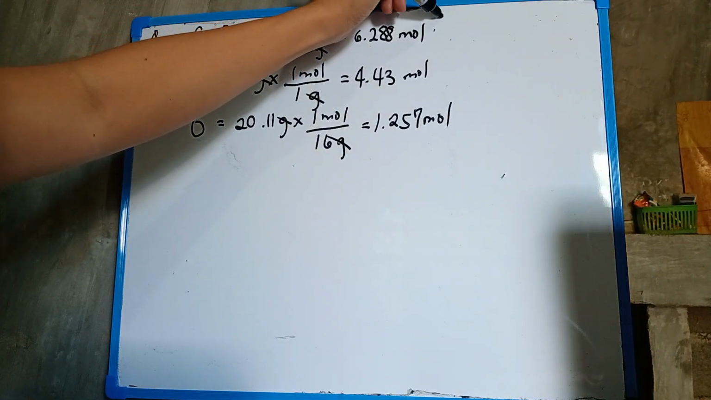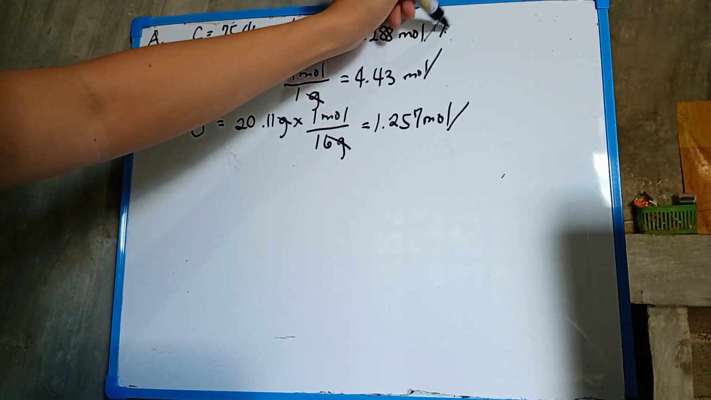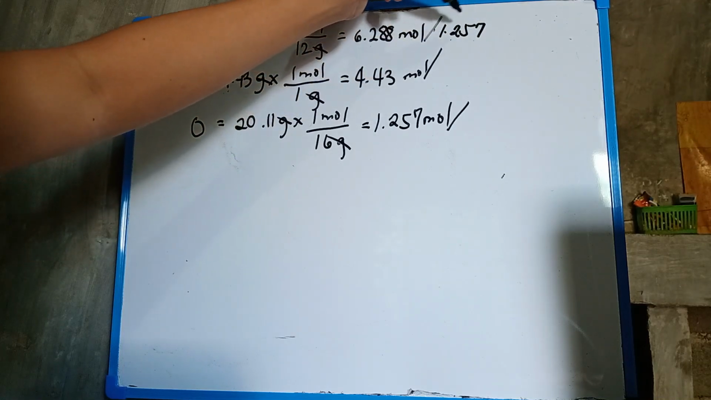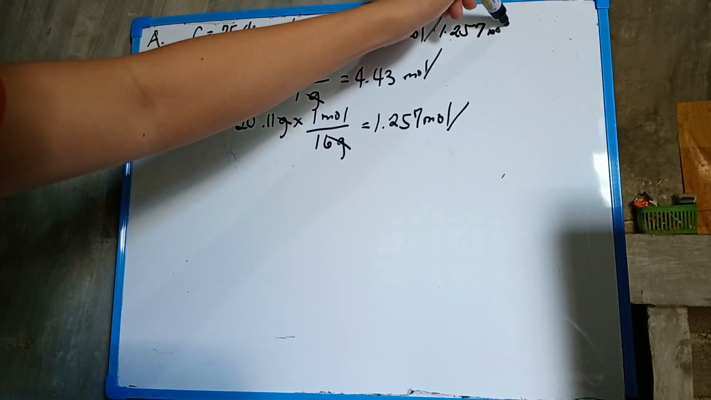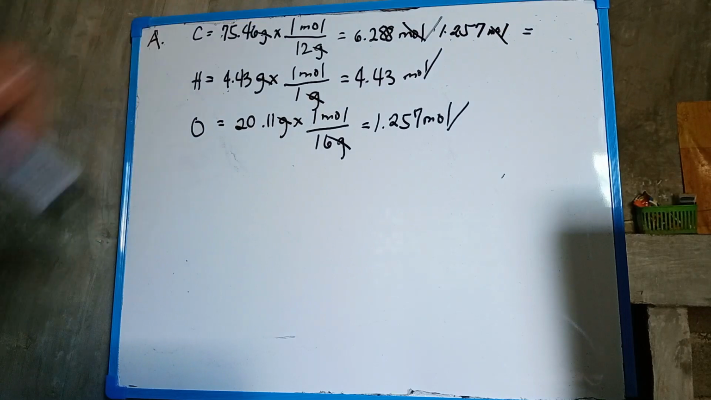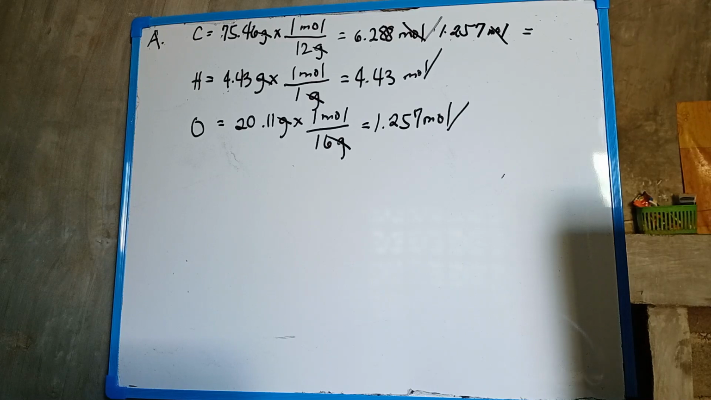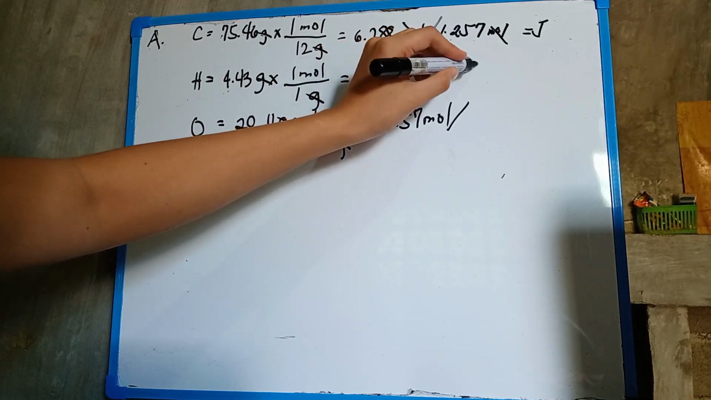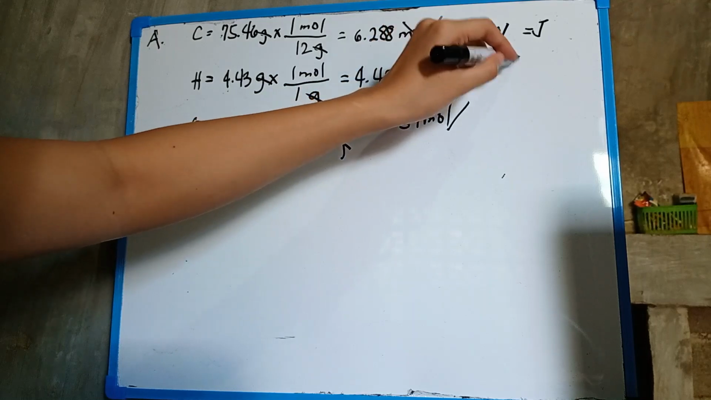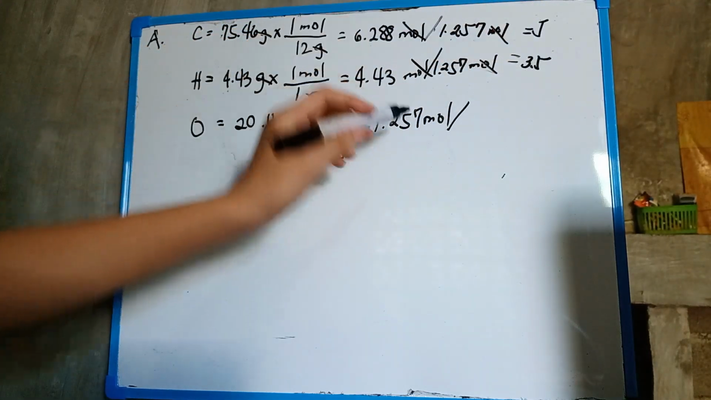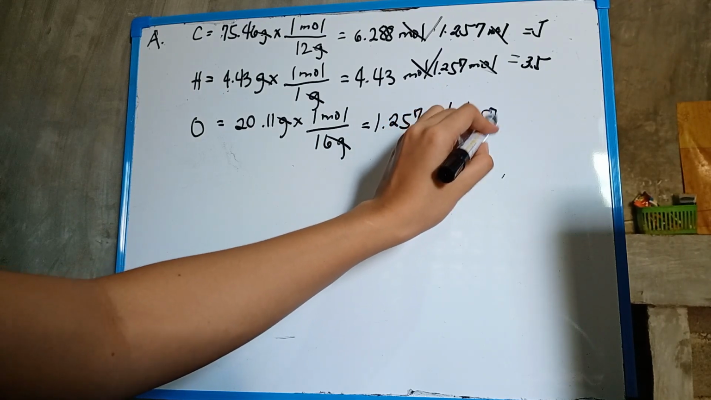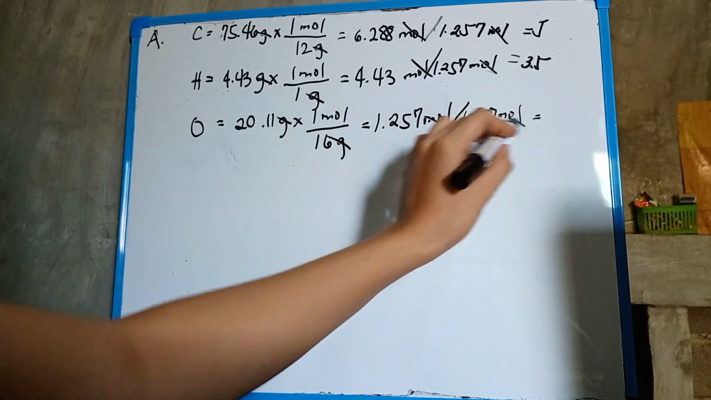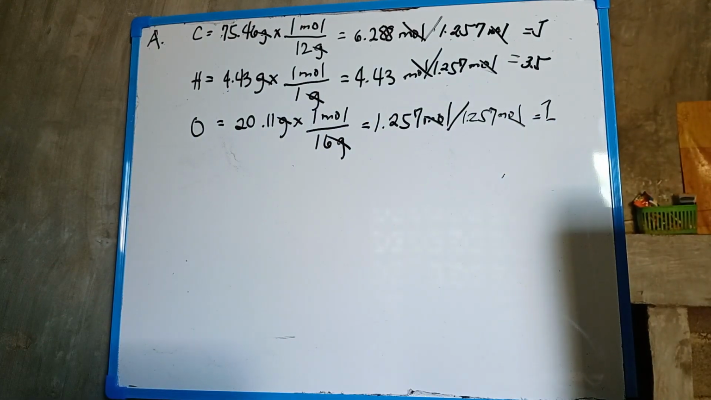So, we're going to use oxygen to divide all the 3 elements. 6.288 divided by 1.257, the mole cancels out, so no unit remains. It is equivalent to 5. Then here, 1.257 mole, cancel out again. So, it is 3.5. Then here, 1.257 mole, cancel out the mole. So, it is 1. Understandable, right? When you divide the same number, that is 1.